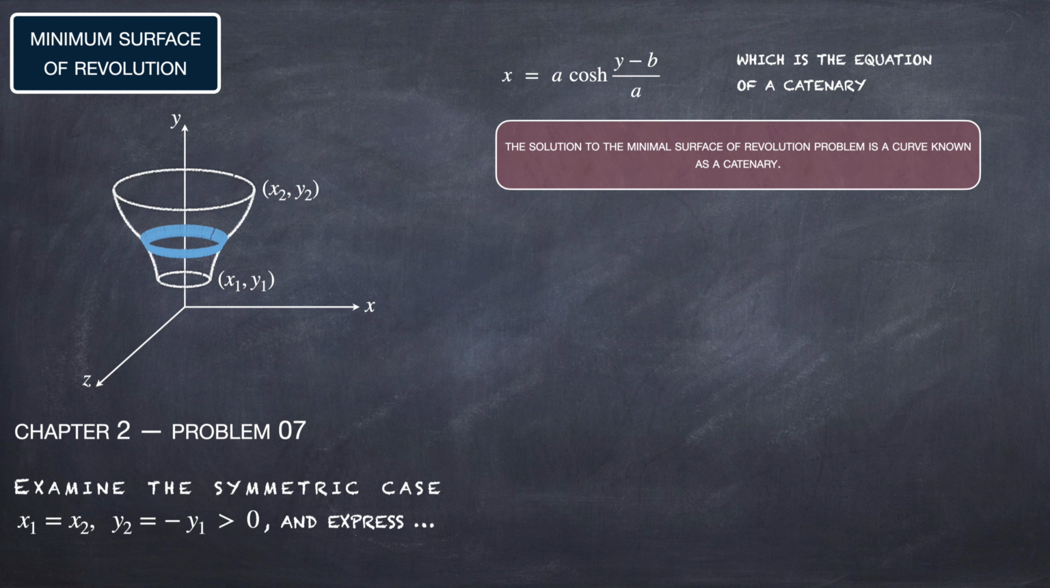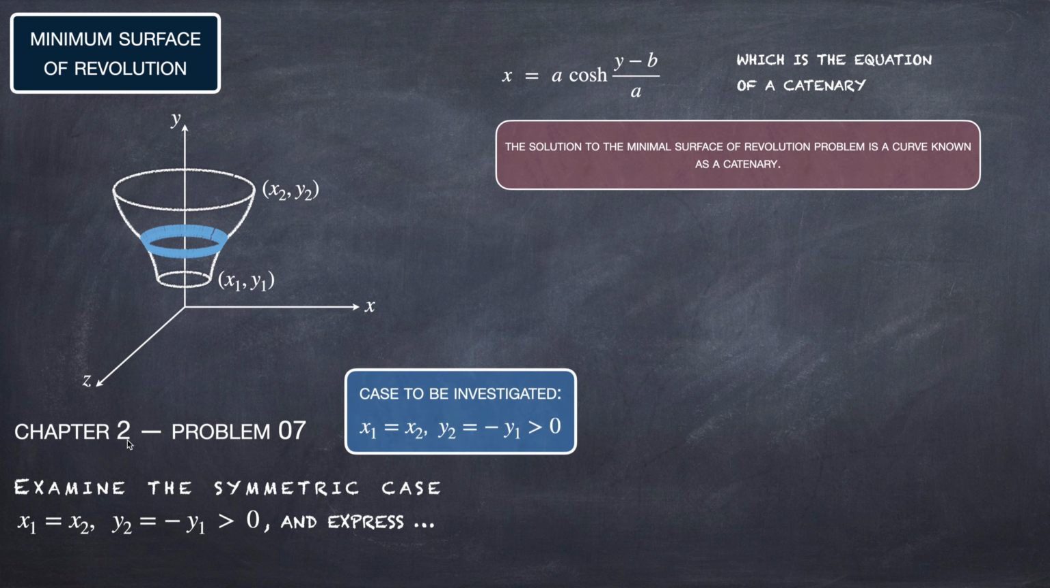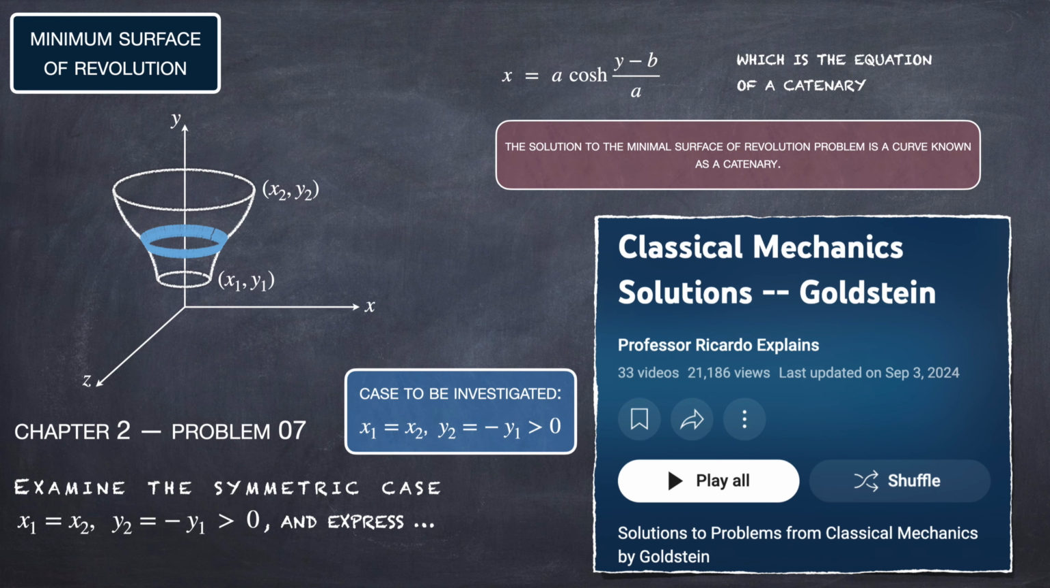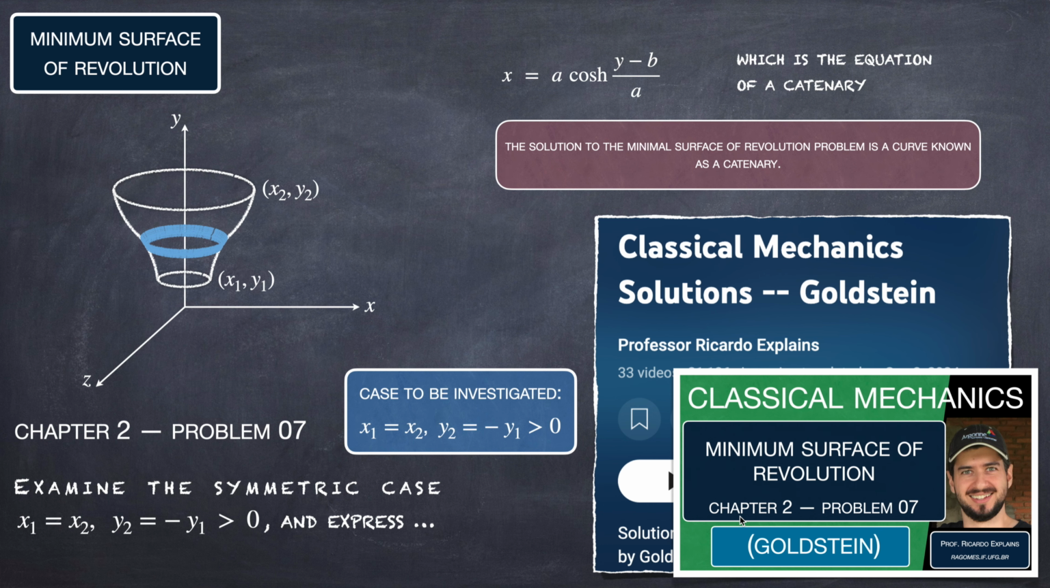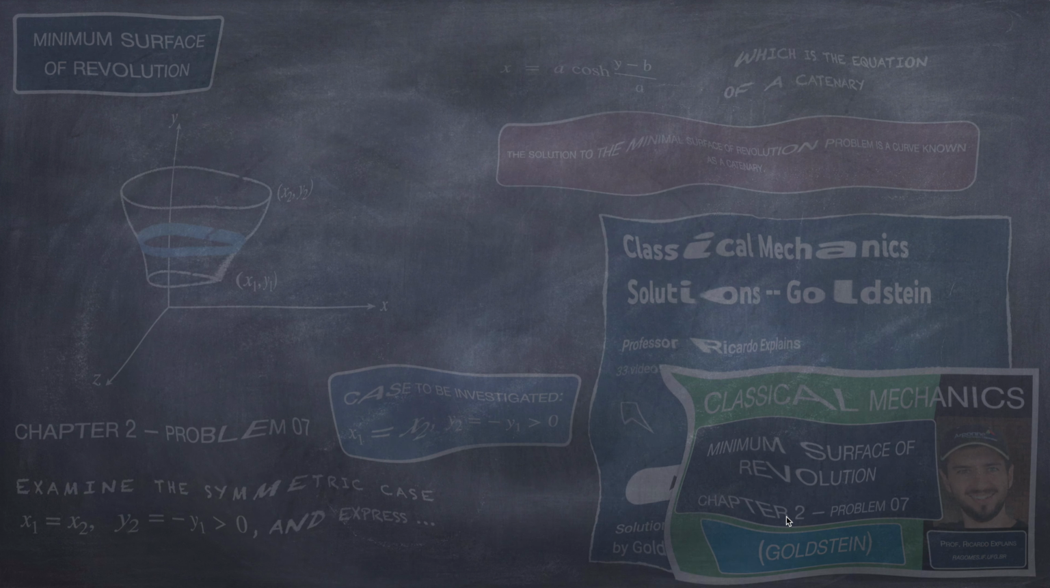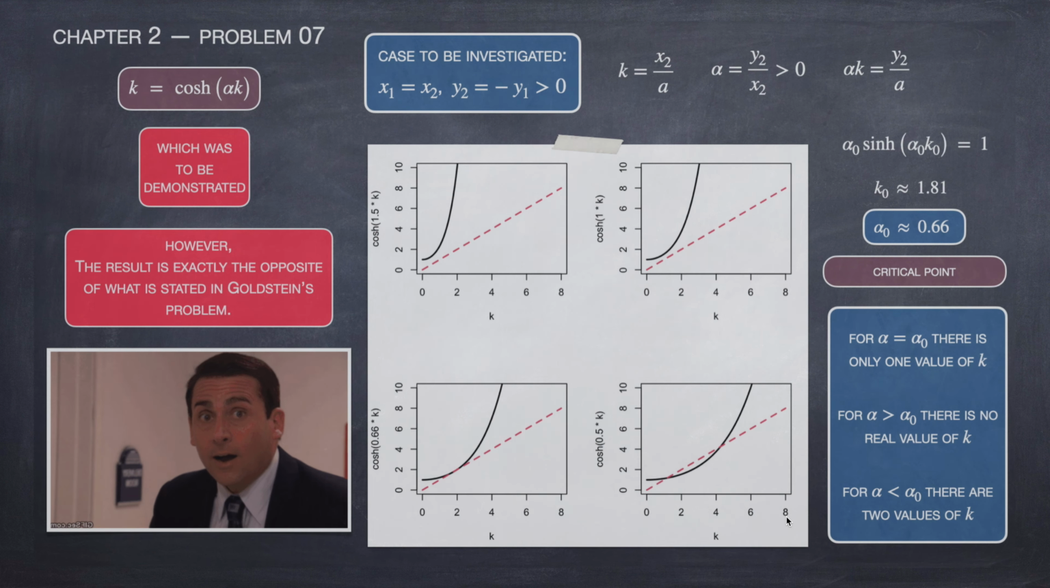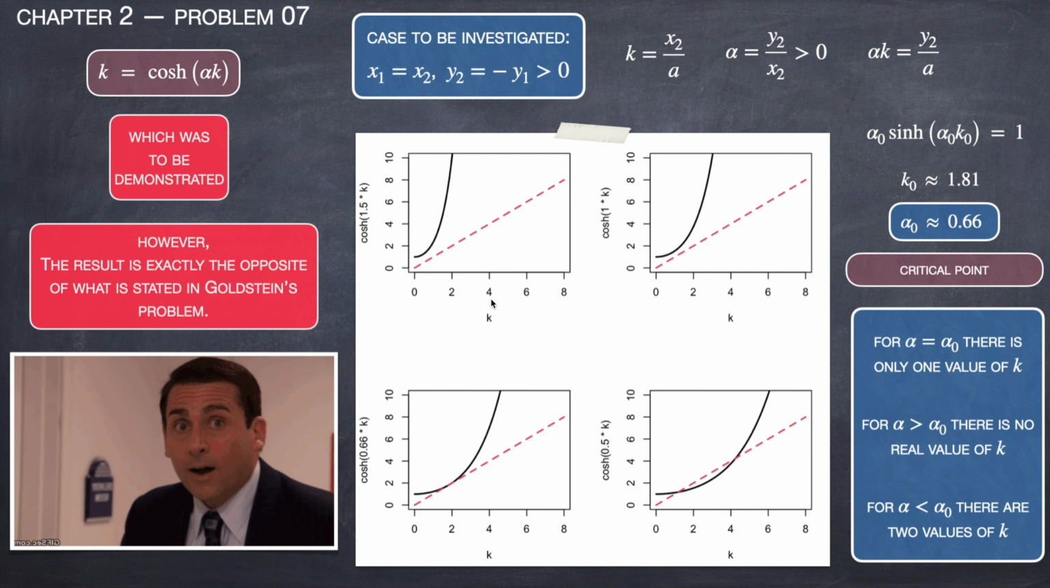But if you want to practice, there is this problem in chapter 2 by Goldstein, where we need to examine the symmetric case where x1 equals x2 and y2 equals the negative of y1. You can find this problem in our playlist, which contains many solutions of the Goldstein's classical mechanics problems. And here is problem 7 of chapter 2. Here is the conclusion of that problem, including a plot for the different scenarios. By the way, here we show that there is a mistake in the Goldstein's problem, as you can verify in our playlist.